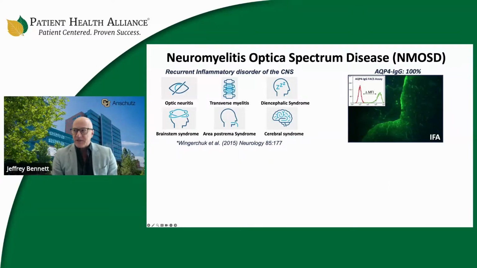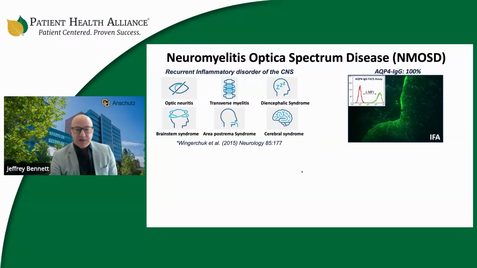Neuromyelitis optica spectrum disease, as it will soon be redefined, is a recurrent inflammatory disorder marked by pathologic autoantibodies against the aquaporin-4 water channel. This subtle change in disease nomenclature, coming soon in the 2025 reclassification of the disease, is apt for this lecture, as all of our therapies are approved only for aquaporin-4 seropositive NMOSD patients.